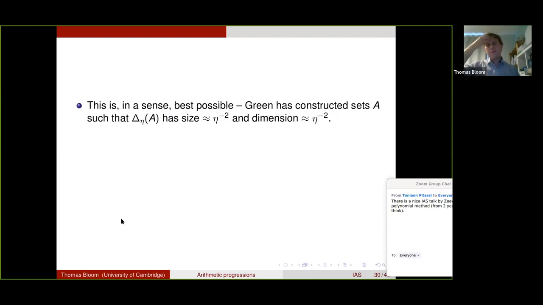Okay, so this is in a sense best possible. In fact, just around the time Chang's lemma was proved, Ben Green already showed it was sharp by constructing sets A such that the eta level spectrum of A has size eta to the minus 2 and also dimension eta to the minus 2. So their spectrum is eta to the minus 2, basically linearly independent characters.